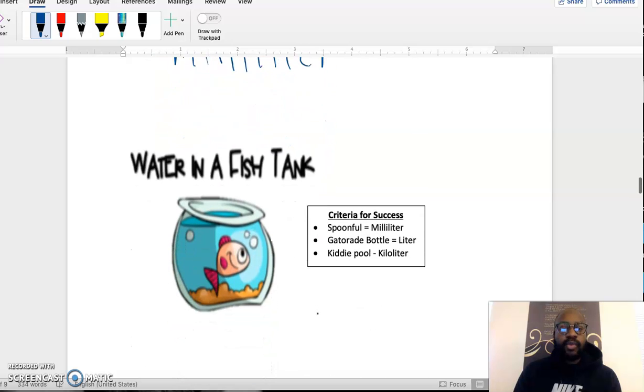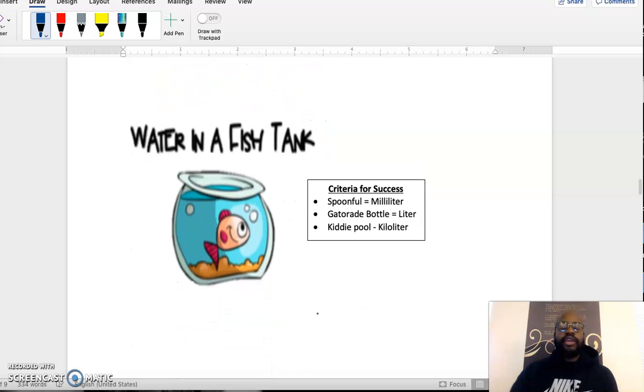And then the last one, water in a fish tank. If you think about a fish tank, it has to be big enough for your fish to swim around. Not too big, like a kiddie pool, that would be way too much. A kiloliter is too much. A milliliter, that's too small. A fish tank has to have enough water so that the fish can swim around. So I'm going to go with liter. Think about pouring multiple Gatorade bottles of liquid into your fish tank. That's going to give my fish enough water to be able to swim around.